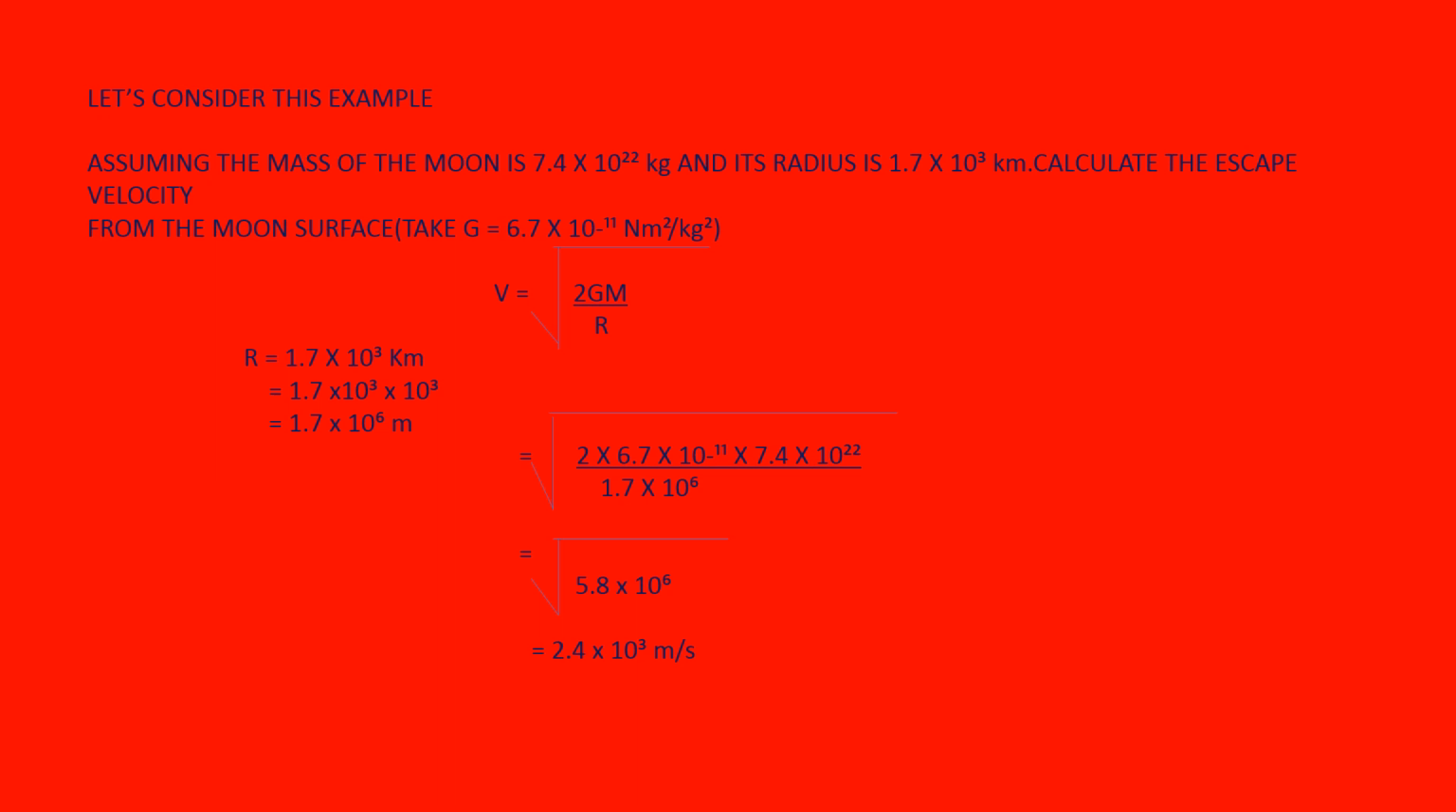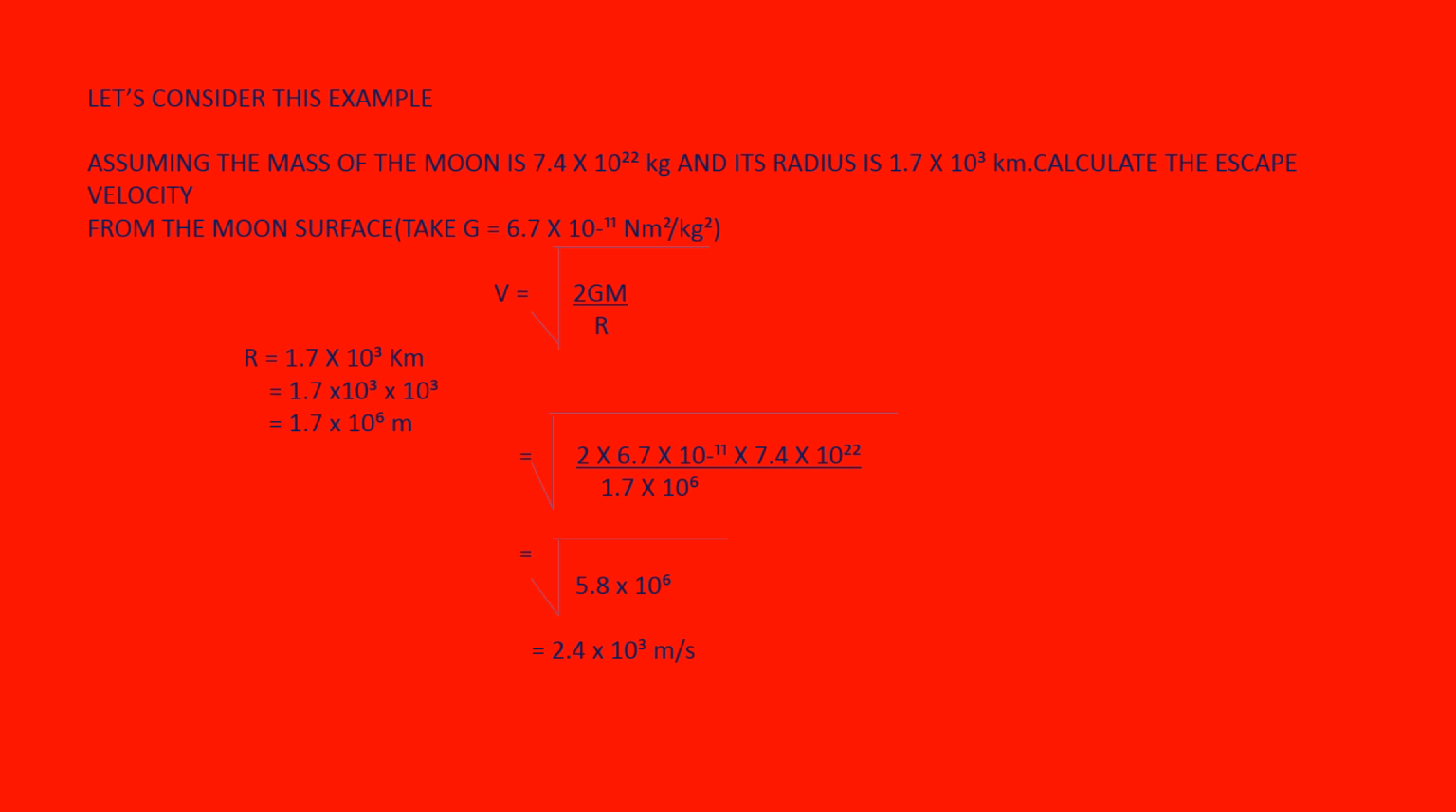That is the example. Assuming the mass of the moon is 7.4 times 10 raised power 22 kilograms, and its radius is 1.7 times 10 raised power 3 kilometers. Calculate the escape velocity from the moon's surface. Take big G is equal to 6.7 times 10 raised power minus 11 Newton meter square per kilogram square. So using our formula, we have v is equal to square root of 2GM all over r. This formula is ideal because of the parameters given.